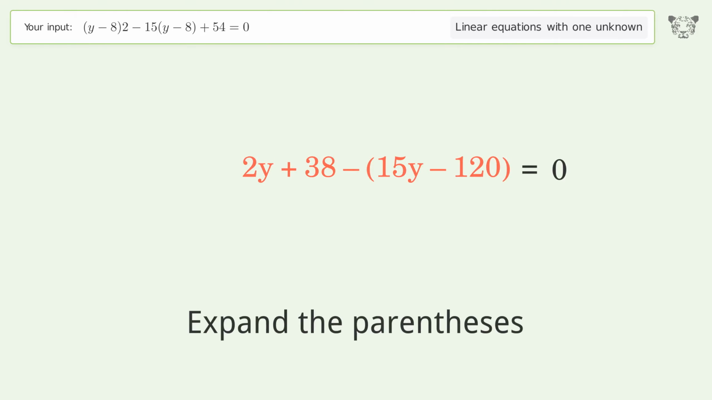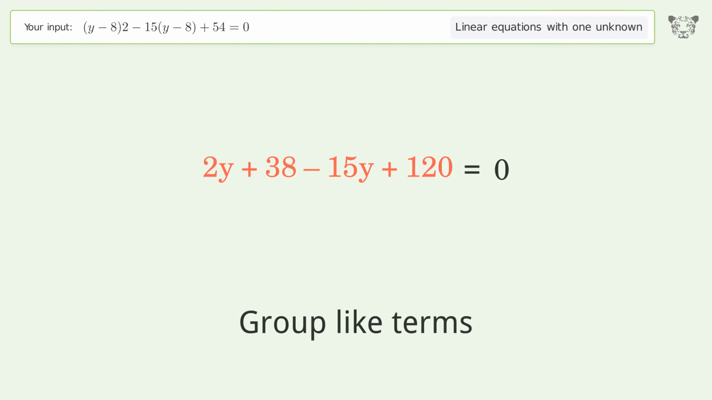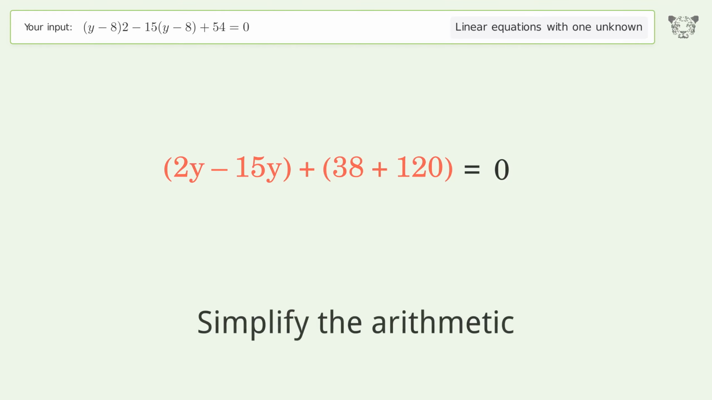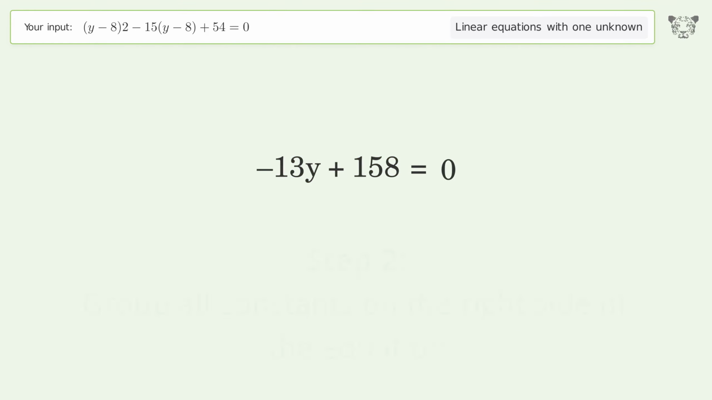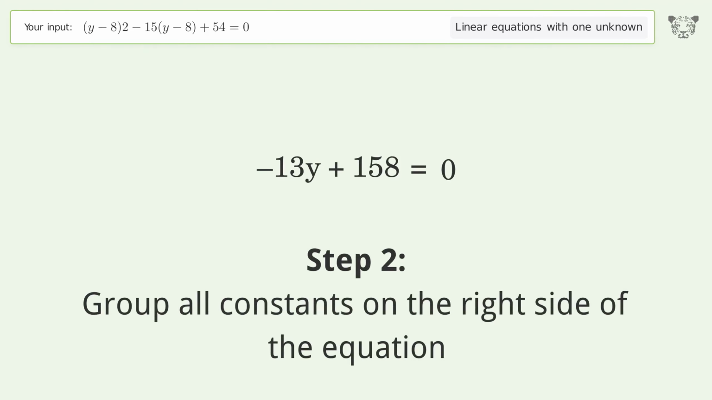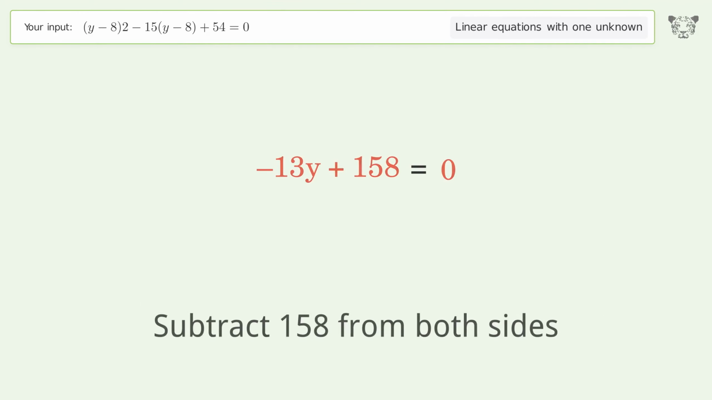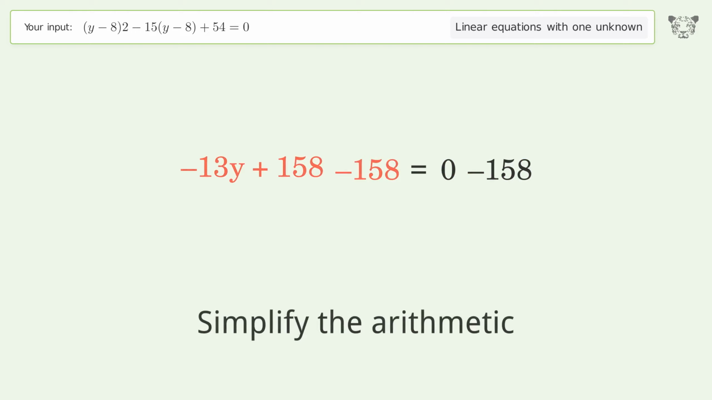Expand the parentheses. Group like terms. Simplify the arithmetic. Group all constants on the right side of the equation. Subtract 158 from both sides. Simplify the arithmetic.